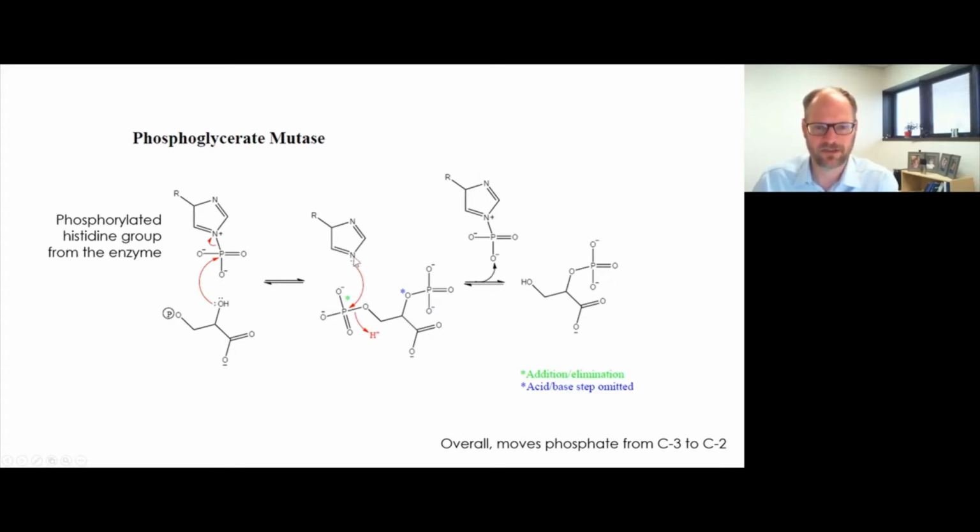And in that way, you can regenerate your catalytic histidine and then have this 2-phosphoglycerate instead of the phosphate at the 3 position. Moving it from the 3 to the 2 position gives 2-phosphoglycerate. Okay.